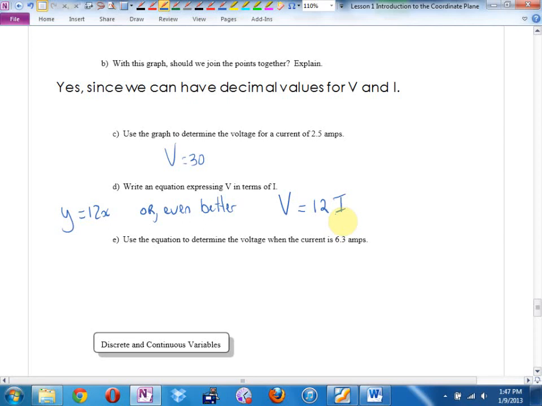Use this equation to determine the voltage when the current is 6.3 amps. Okay, what would the voltage be if the current was 6.3 amps? You might need to do some math.